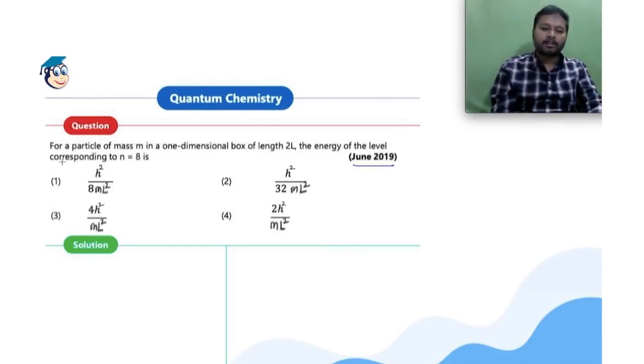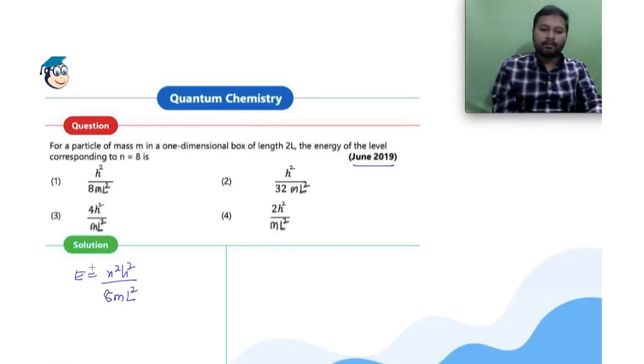The question was: for a particle of mass small m in a one-dimensional box of length 2L, the energy of the level corresponding to n equals 8 is. This question was asked from the particle in a box problem. The mass of the particle is m and the length of the box is 2L, and it asks for the energy if n equals 8. We all know that the formula for energy of a particle in a one-dimensional box is E equals n square h square upon 8 m L square.